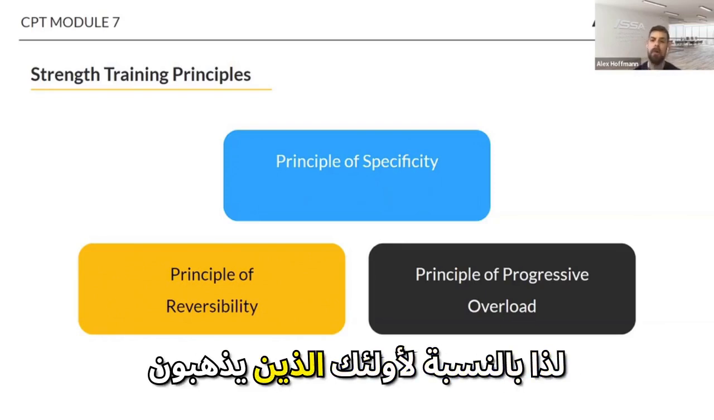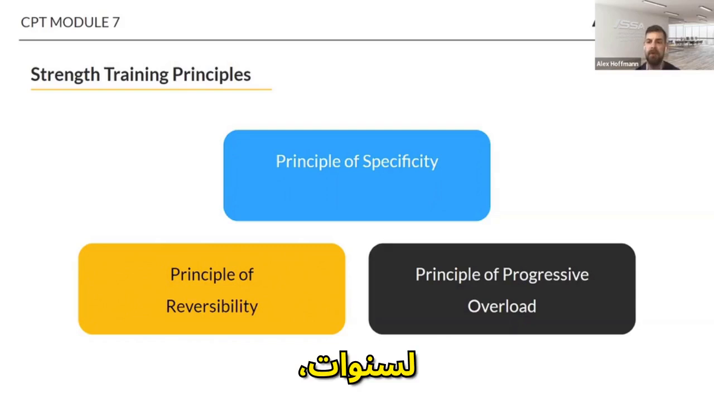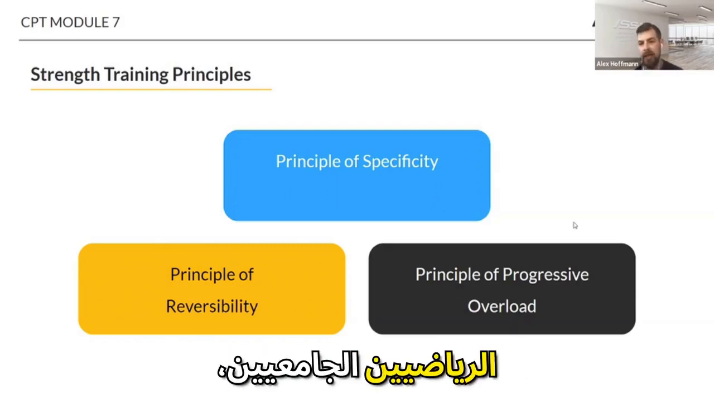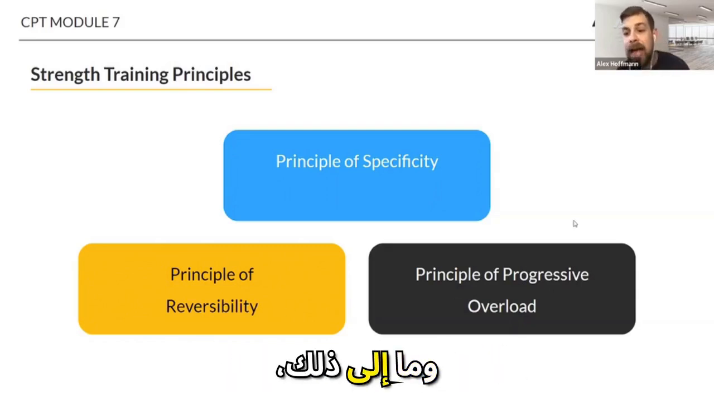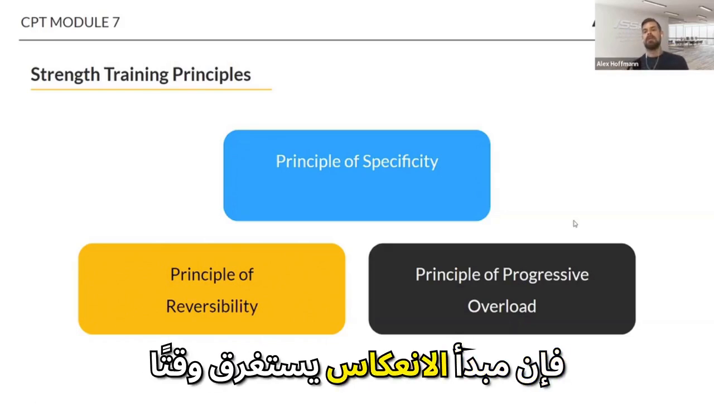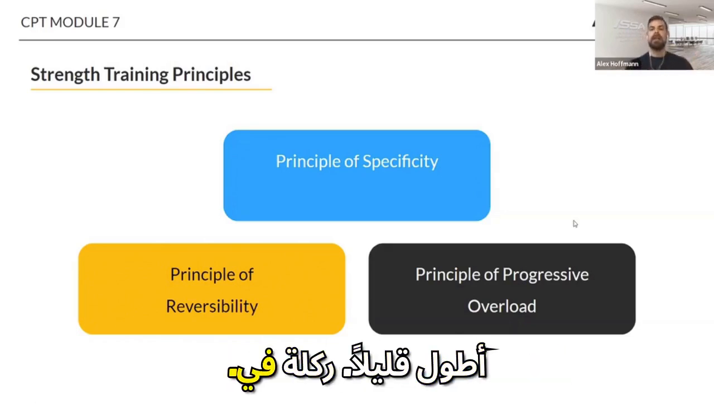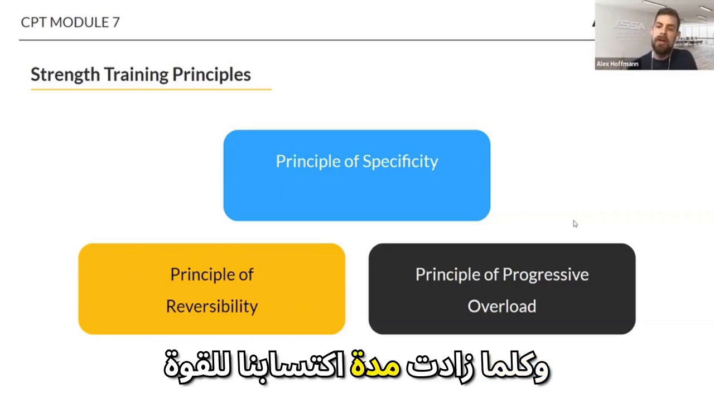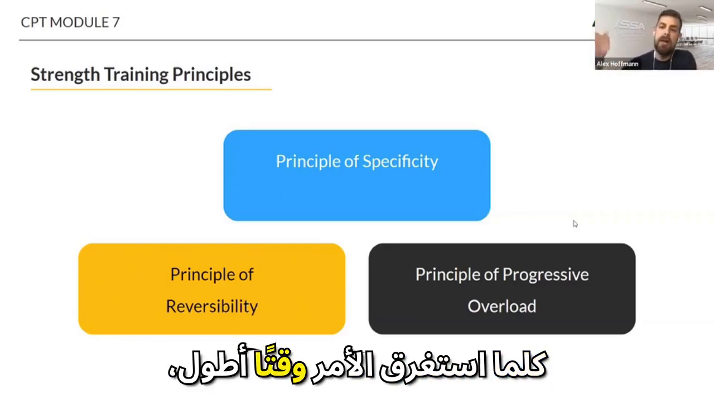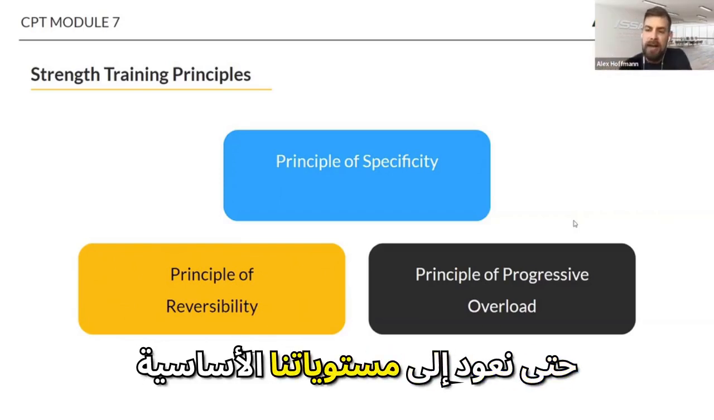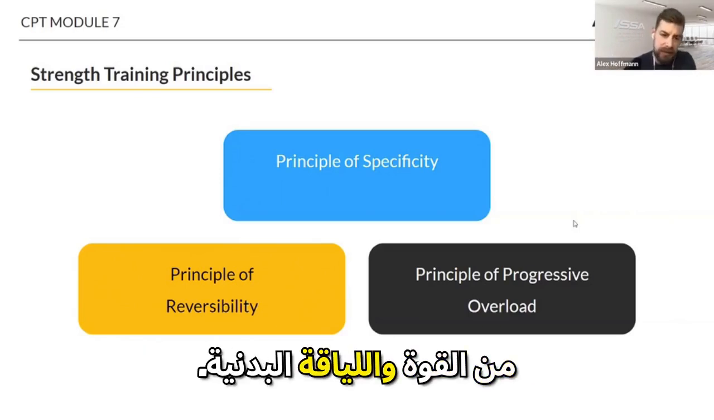So, for those who have been going to the gym for years, for professional athletes or collegiate athletes, etc., the principle of reversibility takes a little bit longer to kick in. So the longer we have been training, the longer that we've been building up our gains, the longer it takes, obviously, for us to return back to baseline levels of strength and fitness.